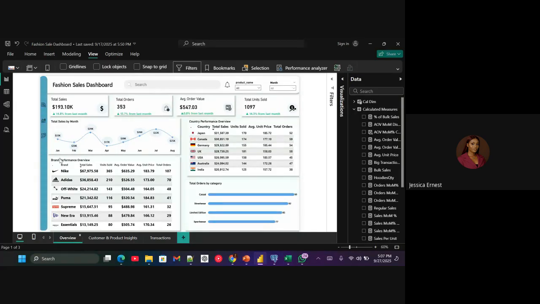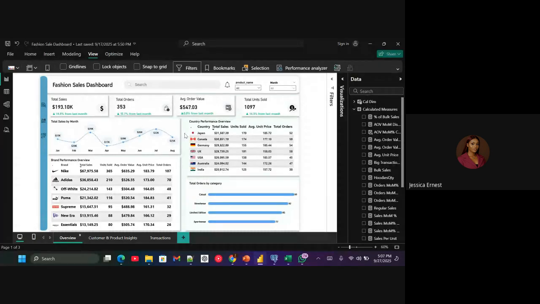Then the brand overview, we have Nike as the leading sales. It leads with 67,000 followed by Adidas with 36,000. And then smaller brands like Essential, Supreme, Puma follow.